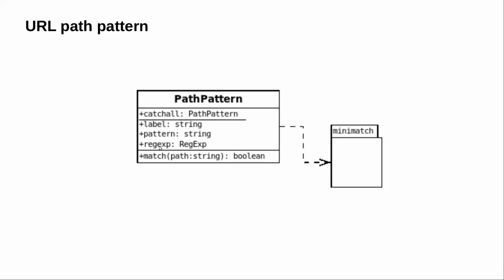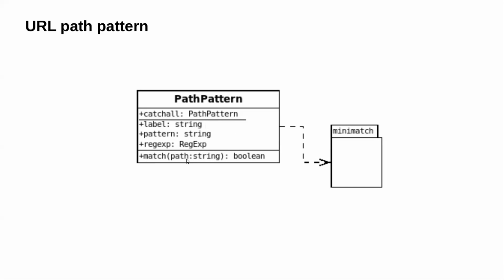And it also has a regex property, which is a regular expression derived from this string pattern. And for this, we use a JavaScript library called Minimatch that gives glob support for JavaScript, but that doesn't matter. And path pattern objects have a match method. Remember, the translation template object had a translate method. The path pattern object has a match method.